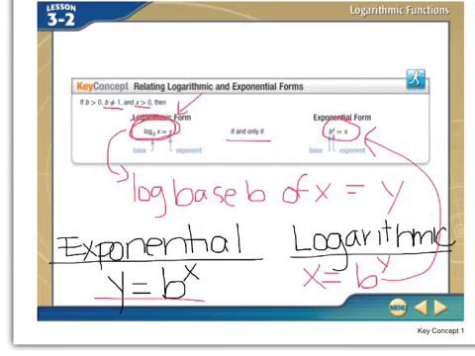But one thing that is important to remember is all inverse functions can be found if you're given the equation of one function. The next function can be written by switching x and y and then solving that equation for y. And that's how they got this logarithmic form, by solving this exponential form for y.